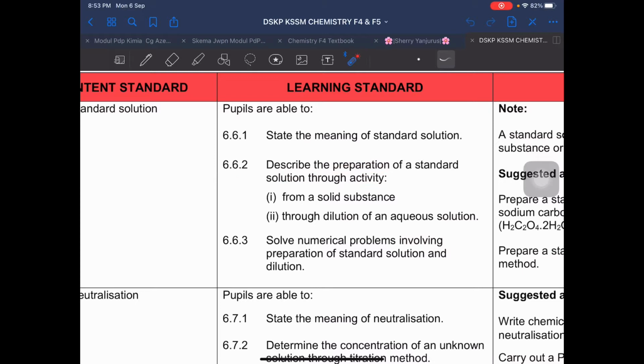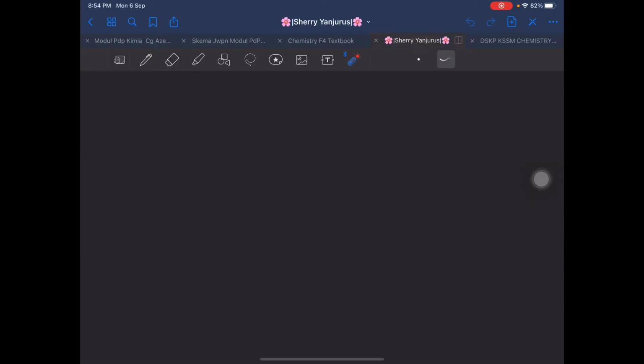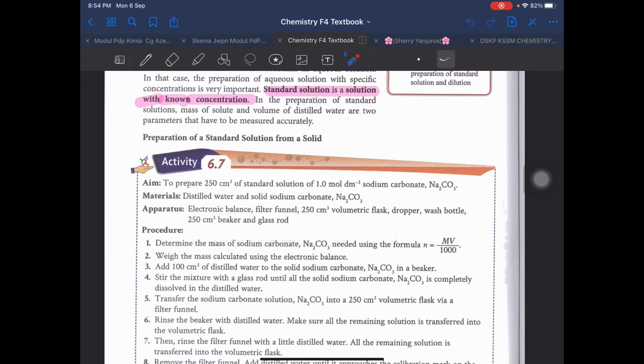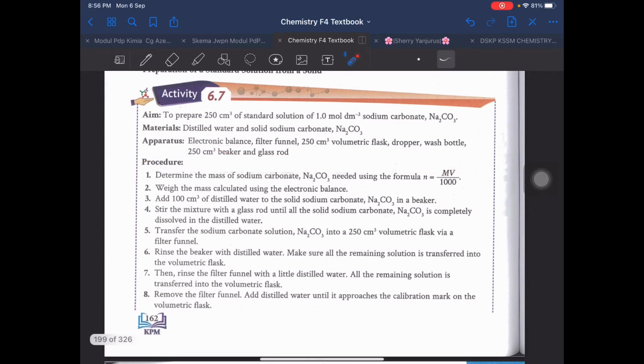Kamu harus faham macam mana untuk sediakan larutan itu melalui dua aktiviti. Satu daripada solid substance. So that's what you are going to learn in your textbook. Preparation of standard solution from a solid dulu. From a solid, daripada pepejal dulu. Okay, so let us look at this activity 6.7.